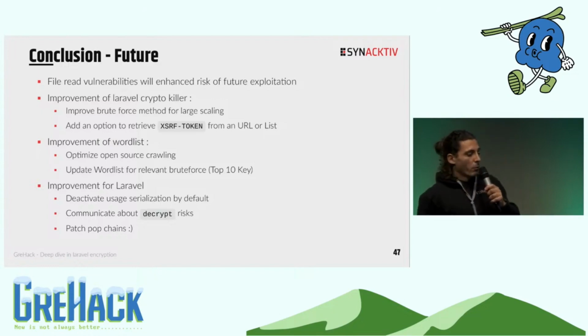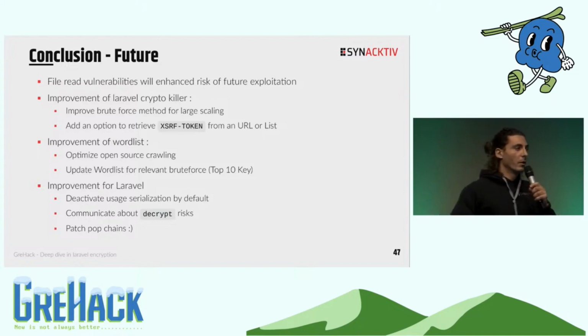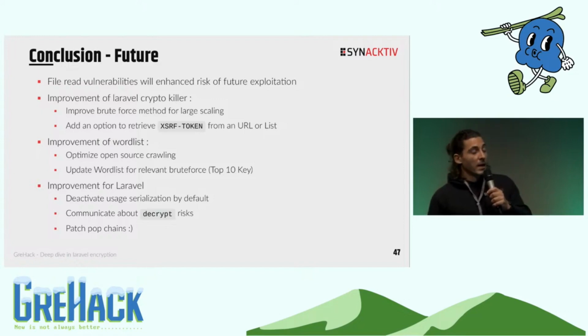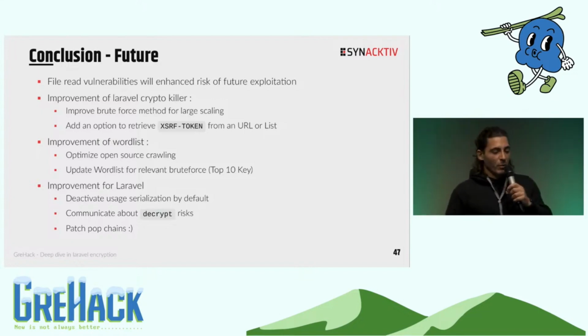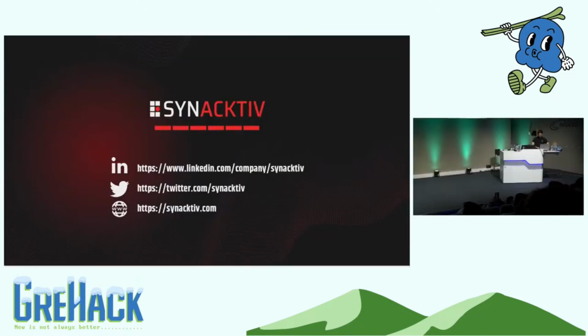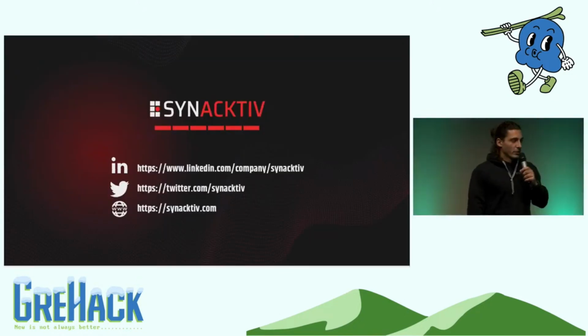Also, an improvement for our wordlist, to optimize open source scraping, because we made this with a pretty simple pattern, but we have a lot more repositories we can use for retrieving more app keys and secrets, and to update words for relevant brute force. And as a final wish, an improvement for Laravel to deactivate serialization by default, communicate about the decrypt risk, and Taylor, if you hear us, to patch the chain. So thank you for your attention, and download the Laravel Crypto Killer.